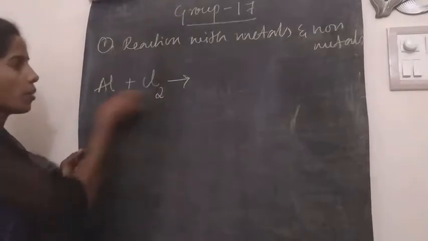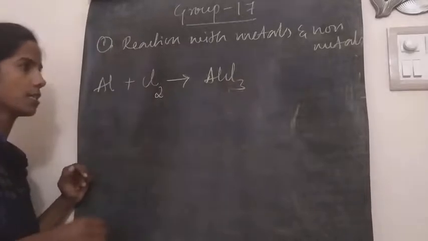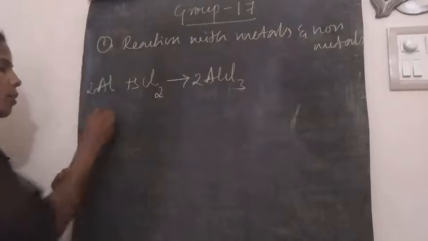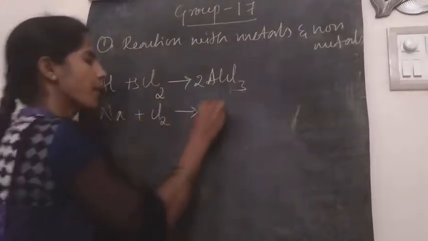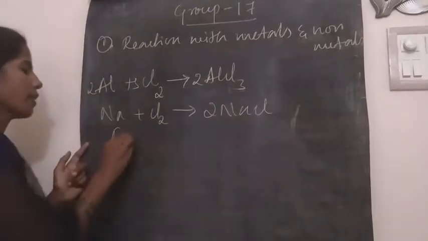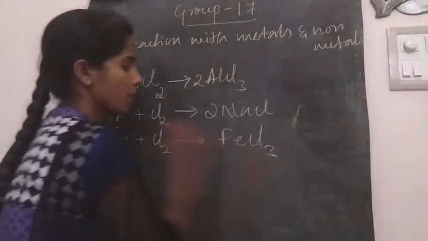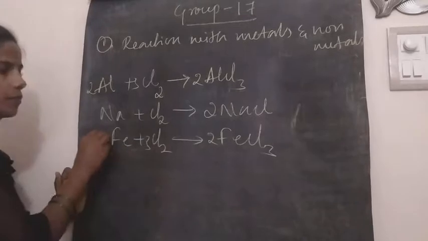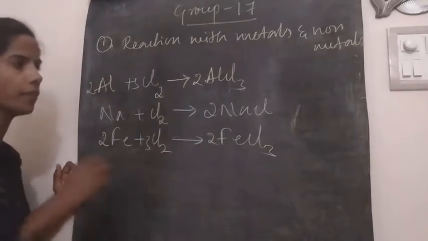For example, chlorine reacts with aluminium to form aluminium chloride, that is AlCl3, to balance the reaction. One more example: when chlorine reacts with sodium, it forms sodium chloride. When chlorine reacts with iron, Fe, it forms FeCl3. These are examples of the reaction of chlorine with metals.